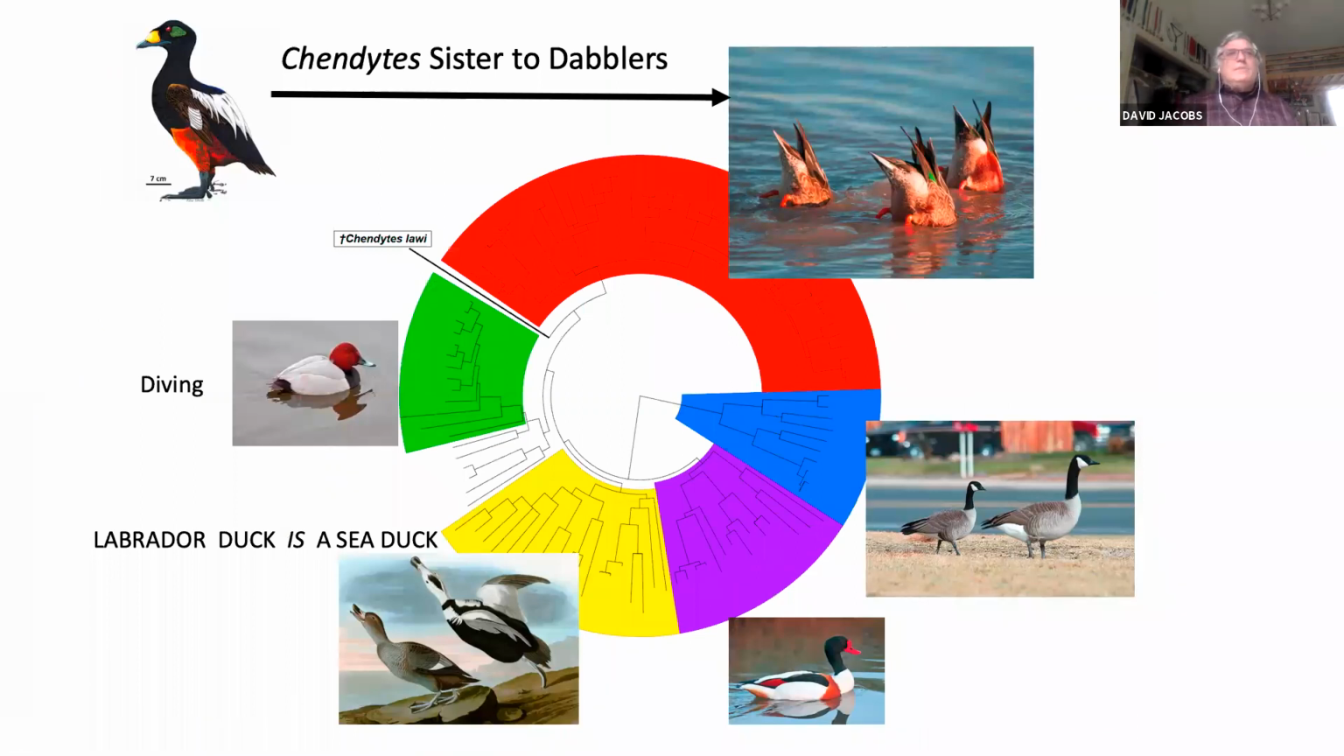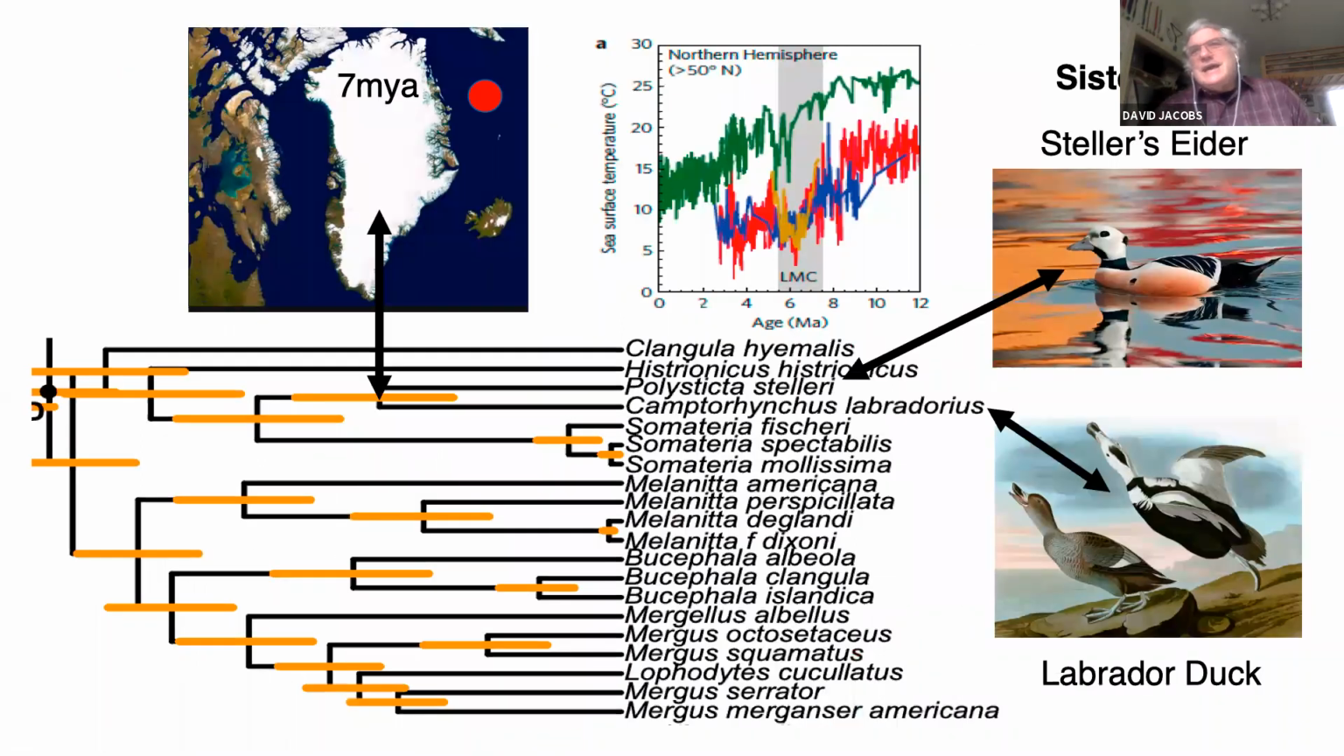All right, so let's move on to our other duck. It turns out the Labrador duck and all the other ducks we got were all sea ducks, because we thought we were going to find that Candides was a sea duck. But it turns out the Labrador duck is, unlike Candides, a sea duck. And what's interesting about it is that it's actually sister to a modern duck, Steller's eider. And Steller's eider is actually the rarest of the Northern Hemisphere sea ducks. And so that's sort of interesting.